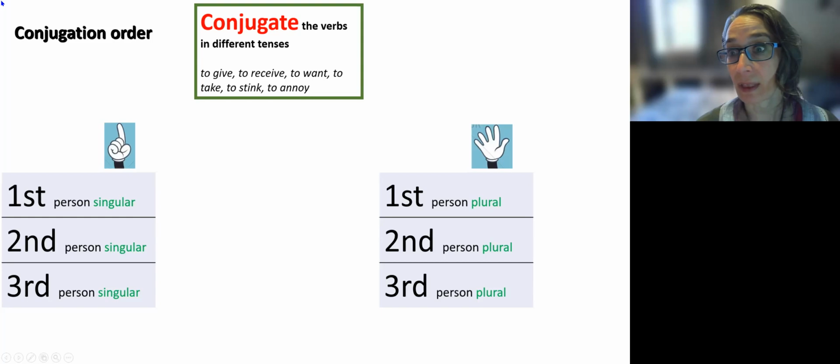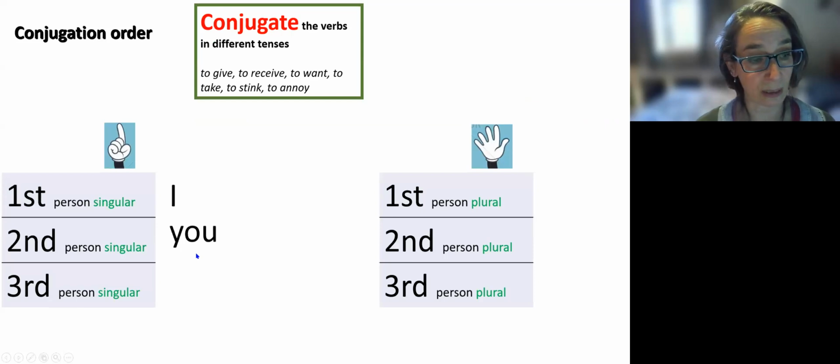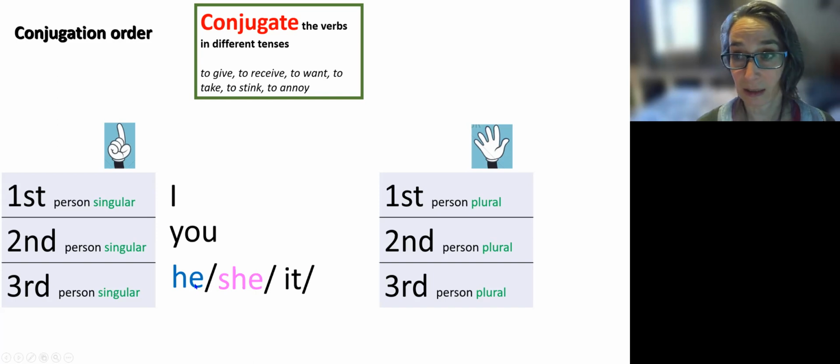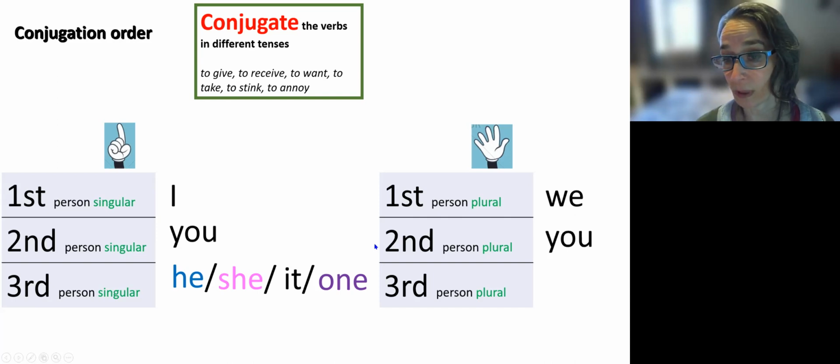Here is the order. As you can see, you have probably seen this before. First, second, third person singular. First, second, third person plural. So in English, it would be this. I is the first person singular. You is the second person singular. He, she, it, or one is the third person singular. First person plural, we. Second person plural, you. And third person plural, they.